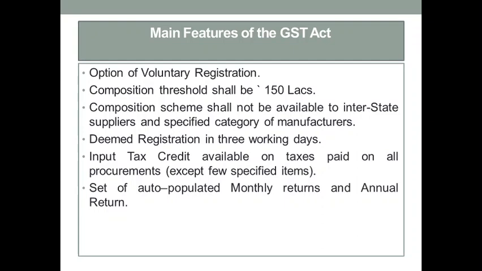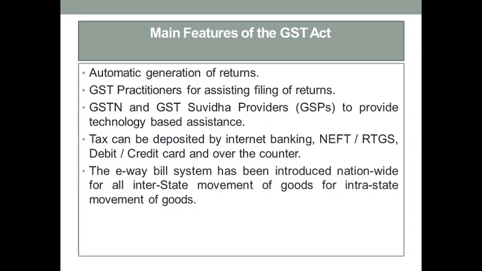Input tax credit is available on taxes paid on all procurements. There is a set of auto-populated monthly returns and annual returns under the GST law. It means there is an automatic generation of returns of all the entries which are being made by the assessee from time to time. GST practitioners have been appointed for assisting the filing of returns.